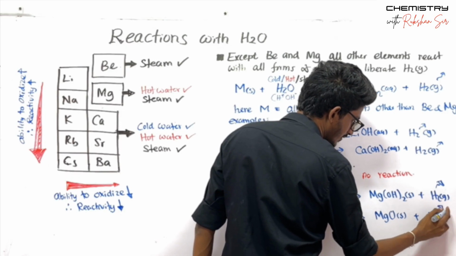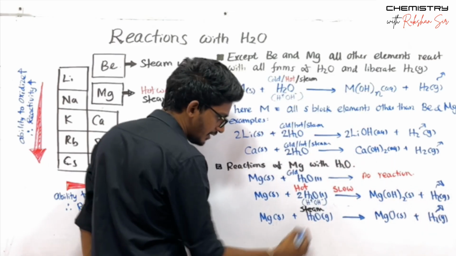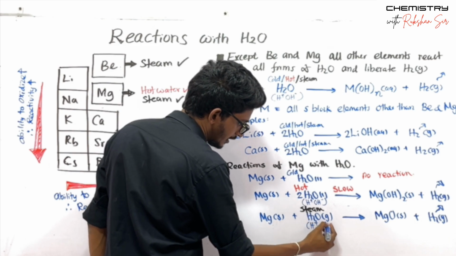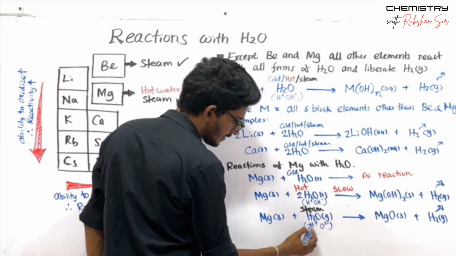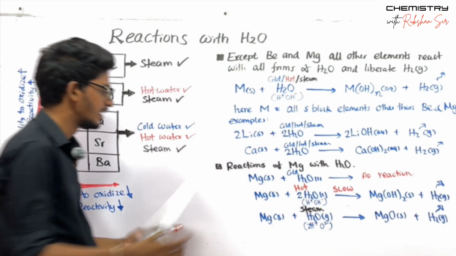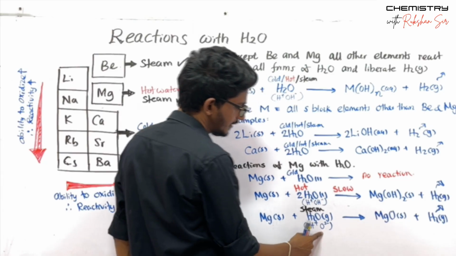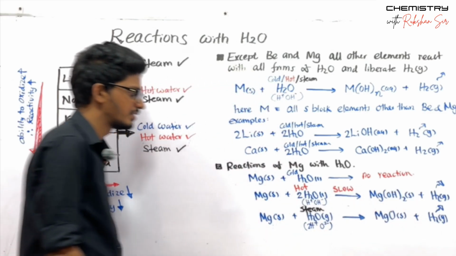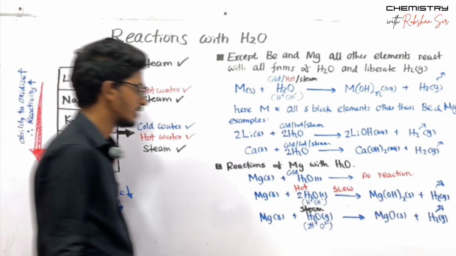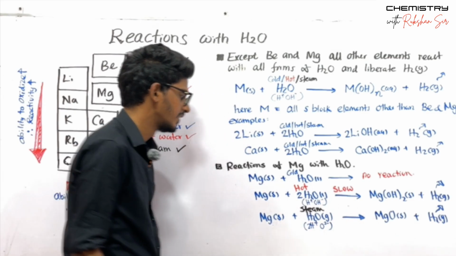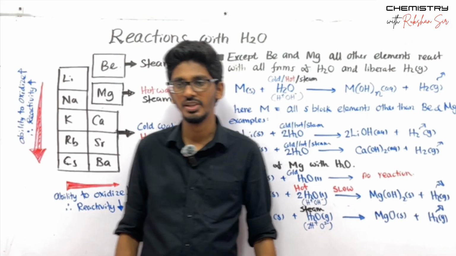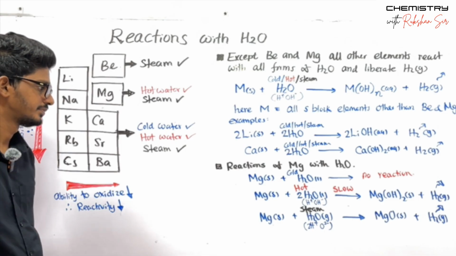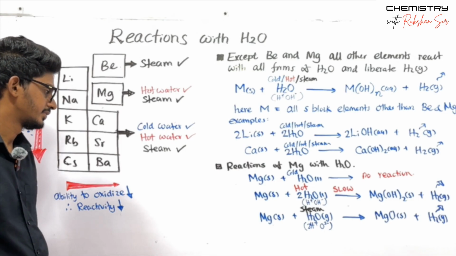So by examining this, we can see the H2O here has been broken into H plus and O2 minus. So magnesium gets oxidized and connected with the O2 minus anion coming from the H2O, and the H plus from here gets reduced to H2. That is how the reaction occurs with magnesium when it reacts with steam, the H2O's gaseous form. Clear?